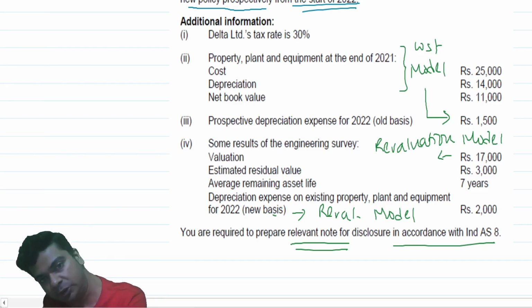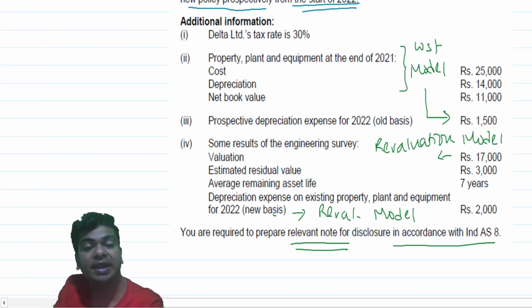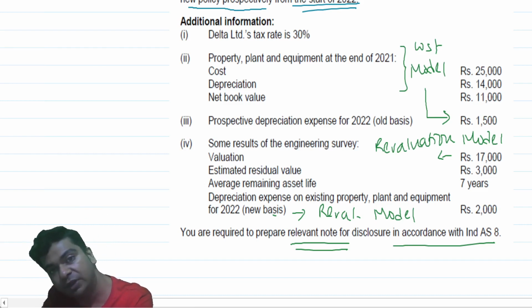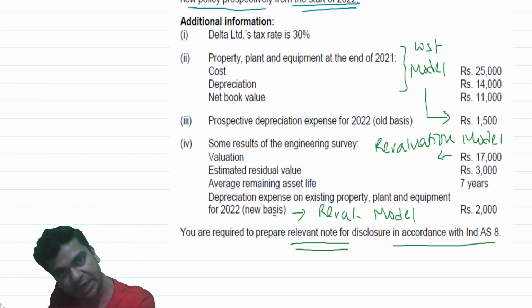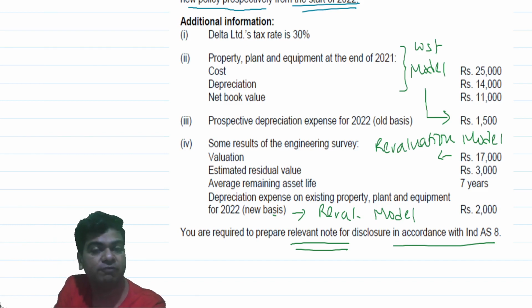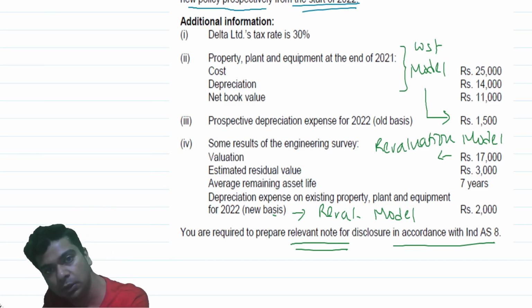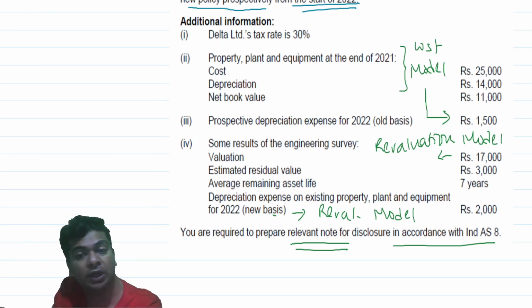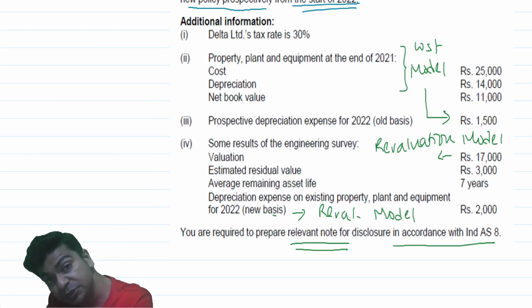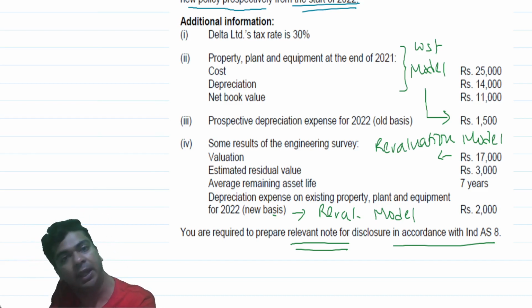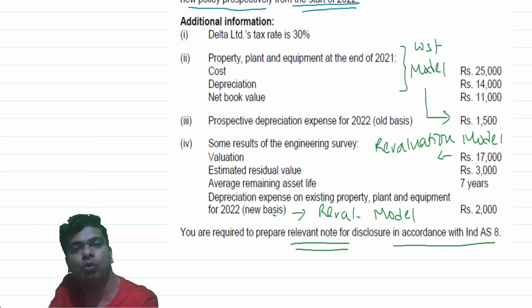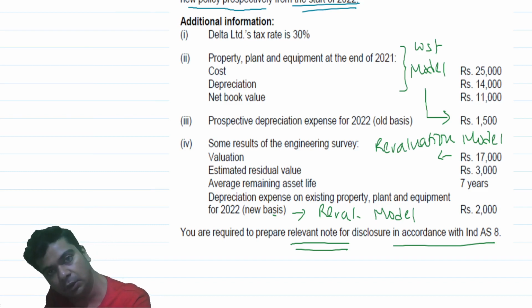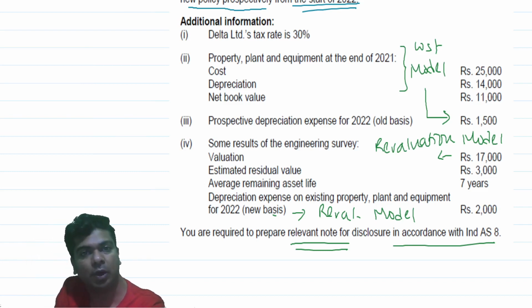It should be done retrospectively. Information is not available, and hence we are doing it only from the beginning of the current year. You should also say that along with that, I'm also changing from cost model to revaluation model. You are changing an accounting policy. This change in accounting policy is not required by any Ind AS. You are voluntarily making this change. Understand? Ind AS 16 is not saying that you move from cost model to revaluation model. This is a voluntary choice that you have made.